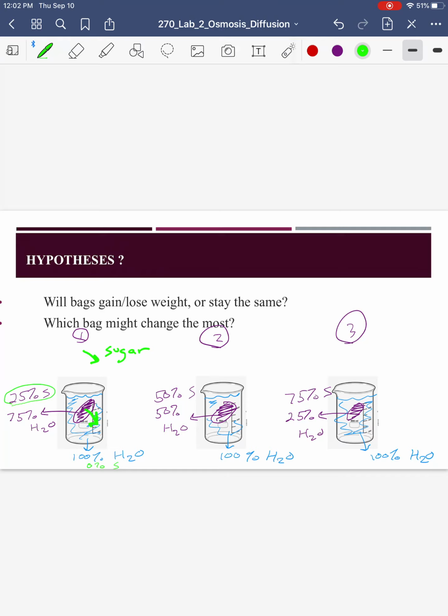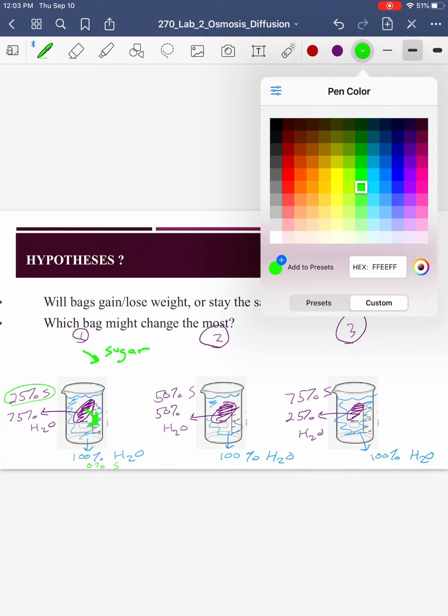But we are going to be looking at the water. Yes, sugar will diffuse. In this case, it'll diffuse from inside the dialysis tubing bag to the outside. But because it's such a small amount of sugar, it's not going to influence the overall weight of the bag. And this is going to be true for the semester moving forward and even in the body, right? And we're talking about what's going to really cause the most change in weight or the most movement, we're going to be looking at the water.